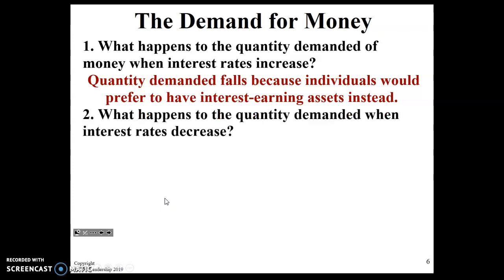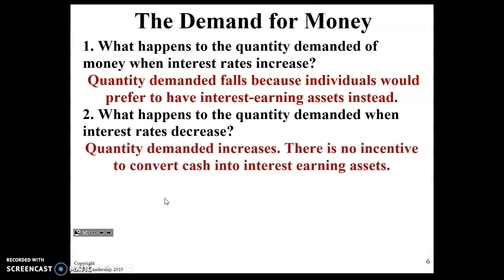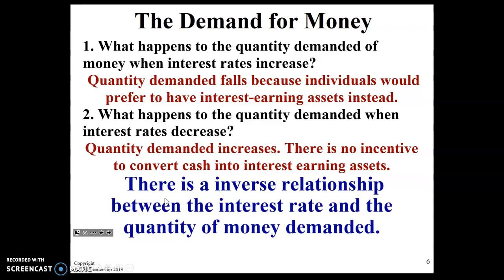But what happens to the quantity demanded when interest rates decrease? Well, the quantity demanded for money is going to increase, because there's no incentive to convert cash into interest-earning assets. Meaning that we're better off with the cash that we have instead of going and buying those assets, because we're not earning very high interest. So there's an inverse relationship between the interest rate and the quantity of money demanded.